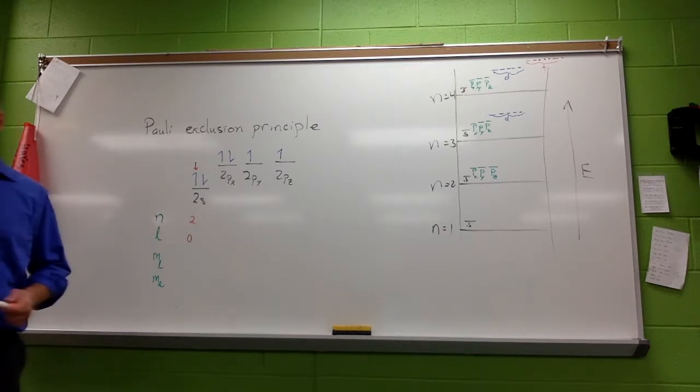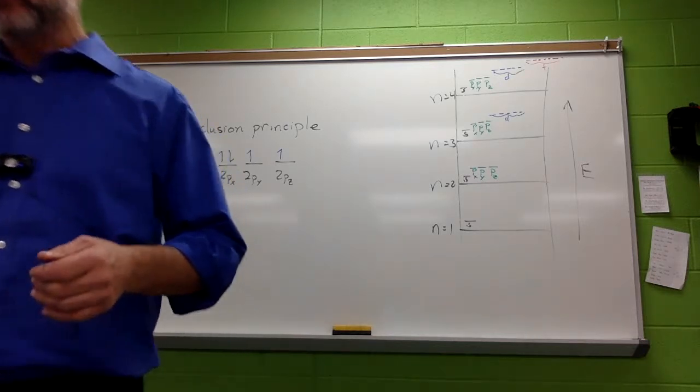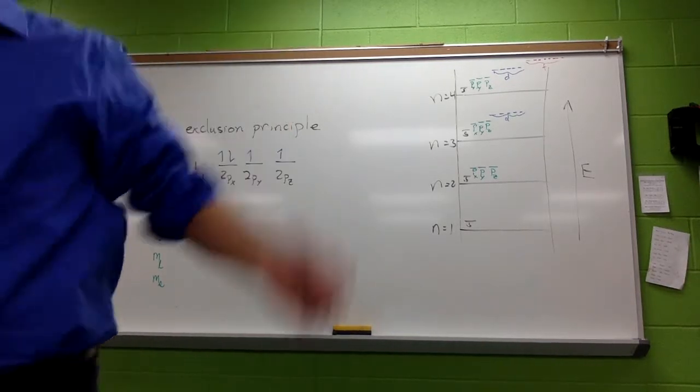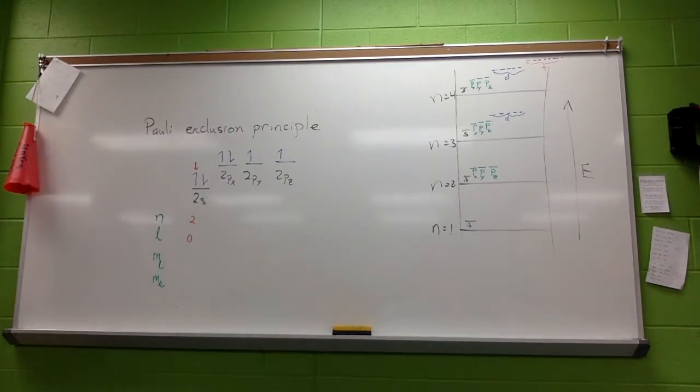I can guarantee, Mandy, I will guarantee that it's in your notes. There you go. That's exactly it. Remember, an L of 0 represents an S orbital, an L of 1 represents a P orbital, and so on and so forth, okay? Well, if L is 0, what's my possible value of M sub L? Well, it's negative L through 0 to positive L. If L is 0, the only possible thing it can be is 0.